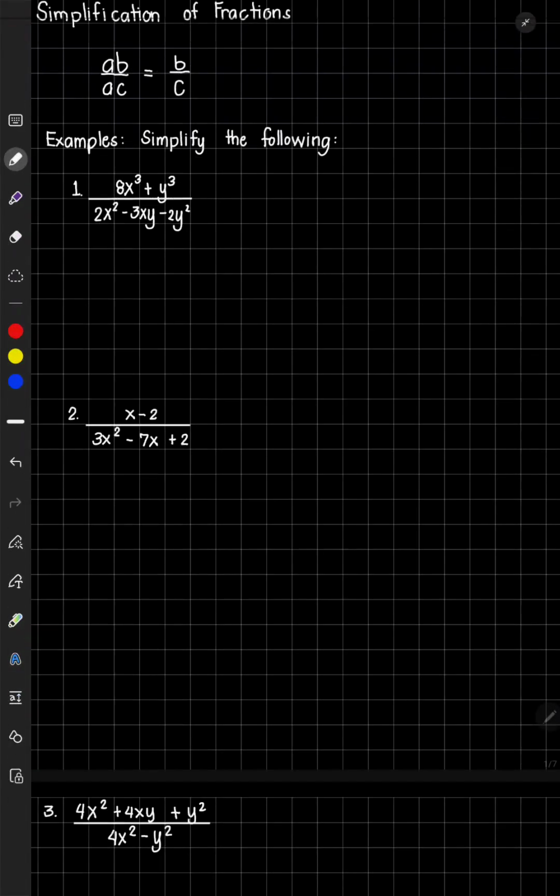So for this topic, we will discuss rational expressions, tackling the simplification of fractions, the multiplication of fractions, division, and the addition or subtraction of fractions.